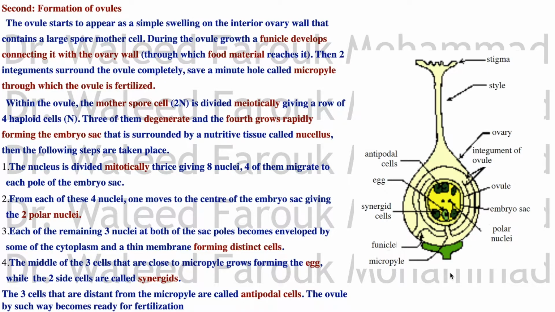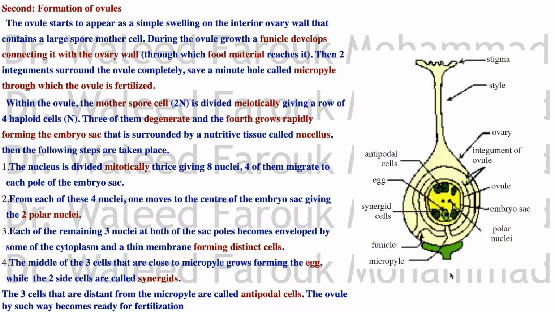Within the ovule, a mother spore cell, which is diploid in number, divides meiotically and gives a row of 4 haploid cells. 3 of them degenerate, and the fourth one grows rapidly, forming the embryo sac. So 3 degenerate, and 1 of them forms the embryo sac, surrounded by nutritive tissue called the nucellus. Nucellus will feed the embryo sac, then the embryo.